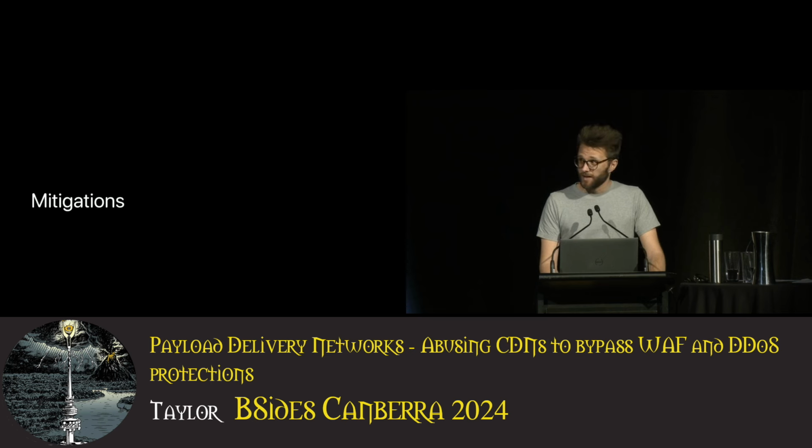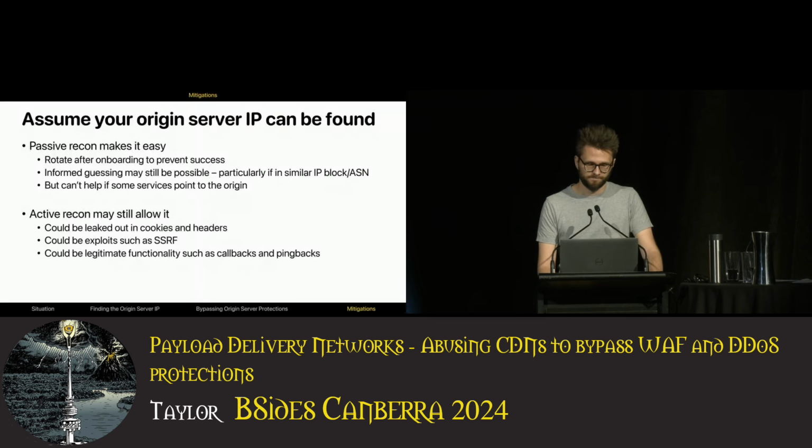And now we'll talk a bit about the last part, which is the mitigations and the summary. So the first thing you should take note of as a takeaway is that you can assume that your origin server IP can be found. Passive recon makes it fairly easy. You should be rotating your IP after you onboard it because the historical records might give you away. Having said that, you can still do some informed guessing, particularly if you have a similar IP block or an ASN. We still may have some idea where the origin server is likely to be.